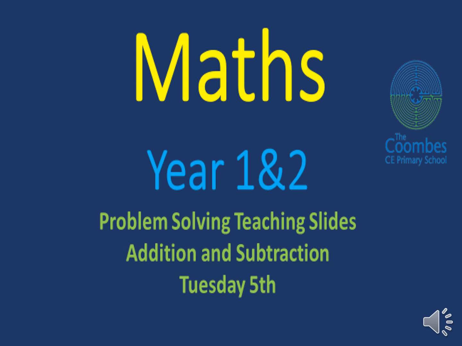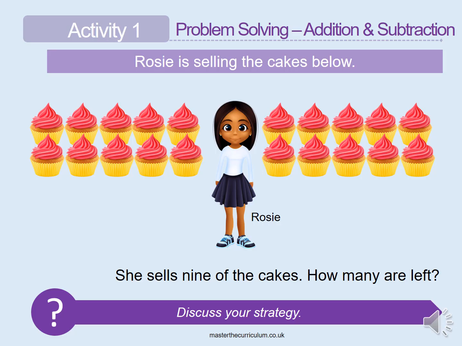Hello and welcome to Tuesday's problem solving lesson, where we're going to look at addition and subtraction problems and how we could solve those. So here we have Rosie. Rosie is selling the cakes below. She sells 9 of the cakes. How many are left? So the first thing you need to know before you can find the answer is how many she's starting with.